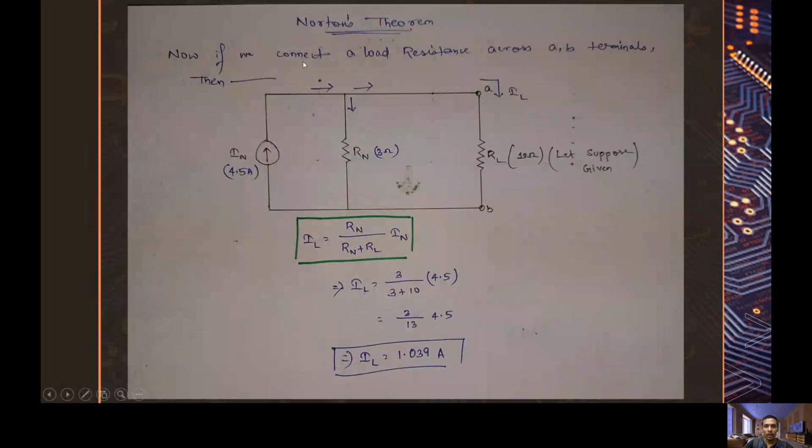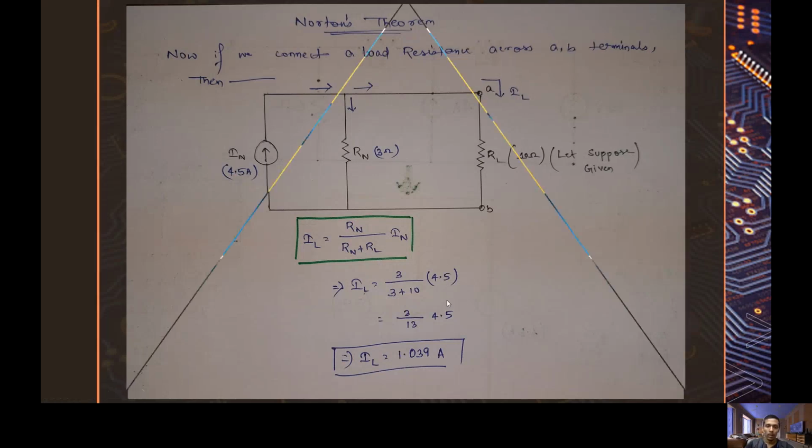Now if we connect a load resistance across the A and B terminals, then we can find the load current. For load current, the formula is Norton resistance by (Norton resistance plus load resistance) whole into Norton current, which gives load current as approximately 1.04 ampere. That's all from me.